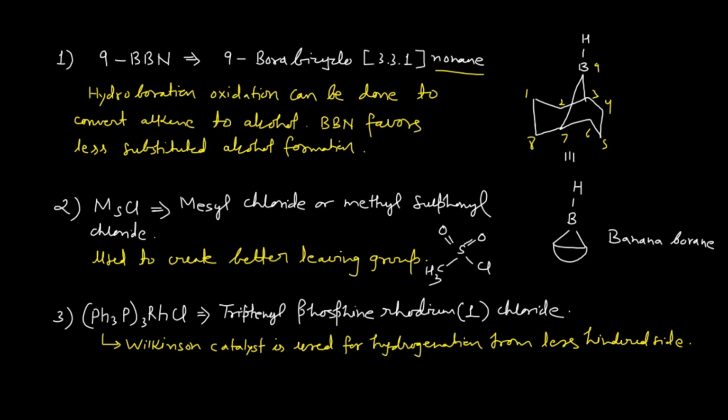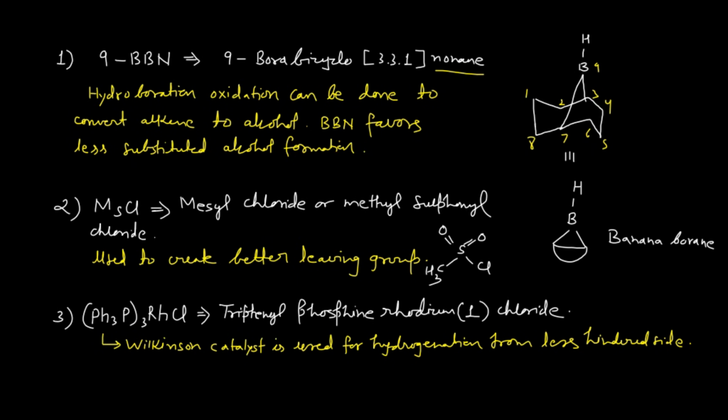So this 9-BBN followed by the hydrolysis will give you the hydroboration oxidation, which is generally used to convert the alkene into the alcohol. Please remember this point. You will convert the alkene into the alcohol, okay? And this 9-BBN favors the less substituted alcohol formation. This is very, very important.